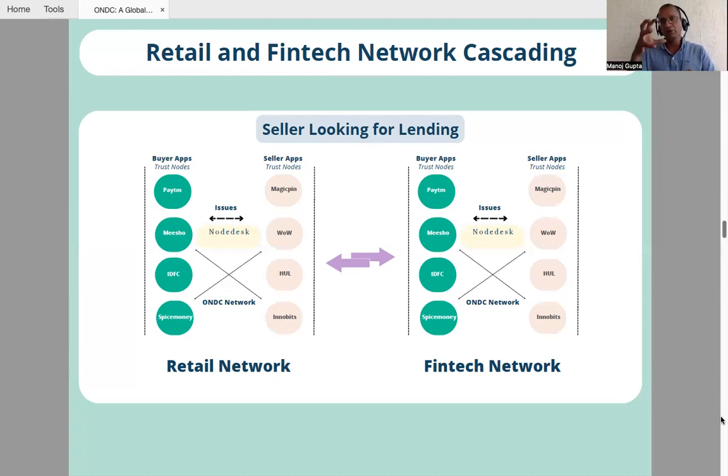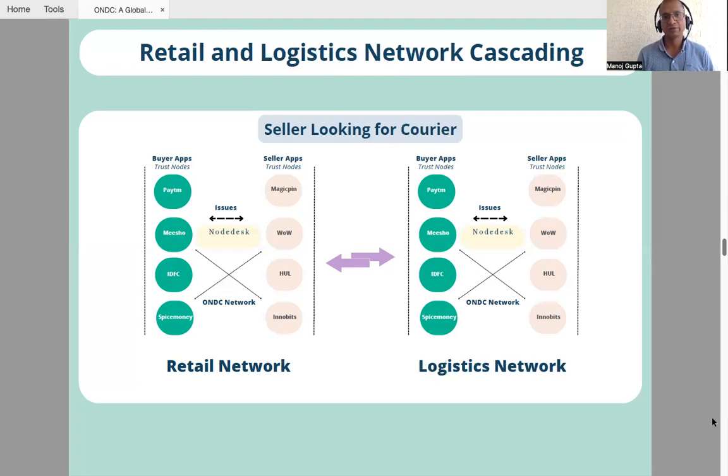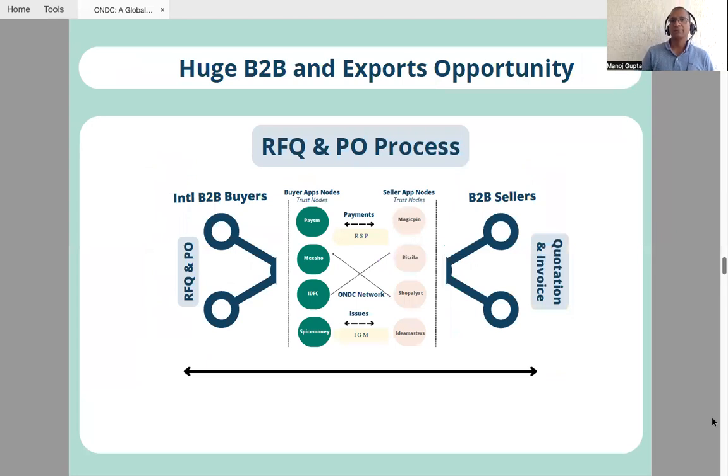So this whole interplay of networks is very interesting in my view, and can really unlock a lot of access to capital issues and access to logistic services issues for a lot of guys. I talked about couriers, I'll skip that. Huge B2B and exports opportunity.